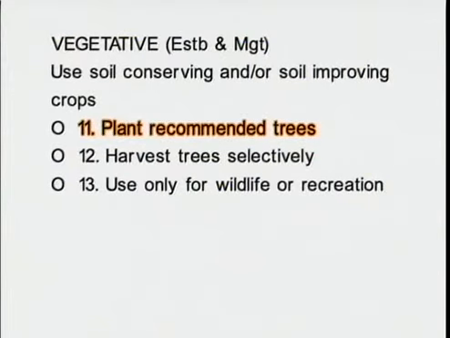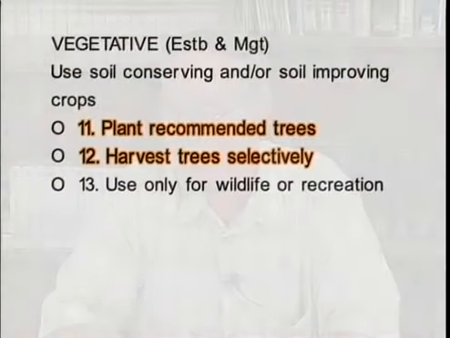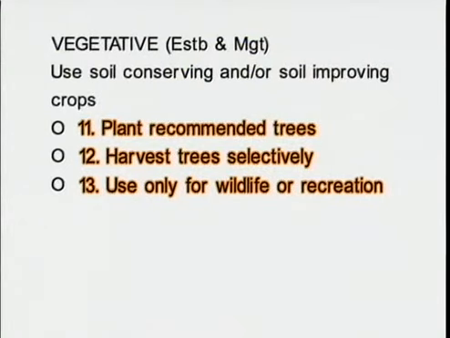Items number 11, plant recommended trees, and 12, harvest these trees selectively. These would be applicable to an area if the desired use of that site was woodlot or timber production. And then item number 13 says use only for wildlife or recreation purposes. That is only applicable if that site is so steep in topography or so rocky or shallow soils or whatever that it's really not feasible to use it for grazing, woodlot production, or I guess a cultivated site. So basically we're looking at item number 13 being checked on high land capability classes such as Class 8 land.